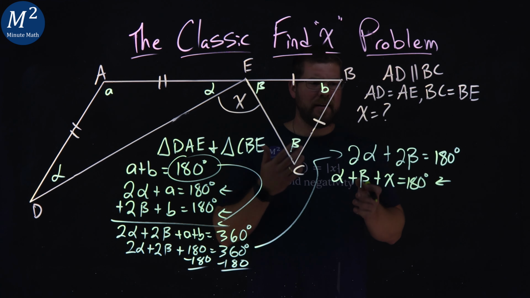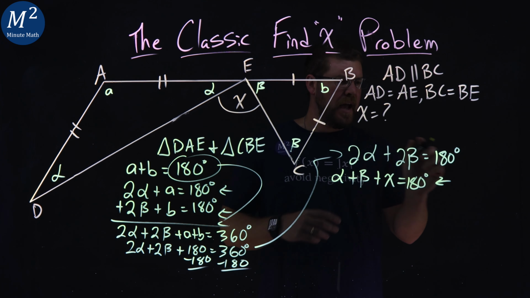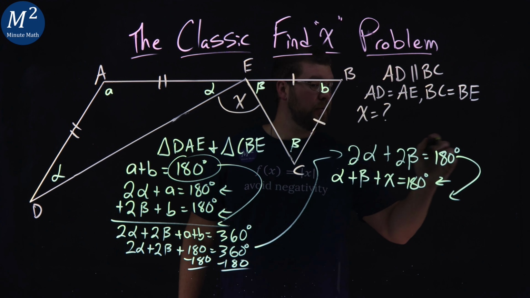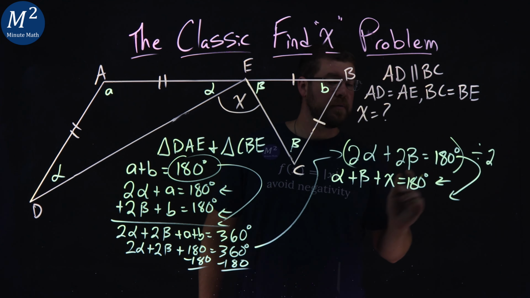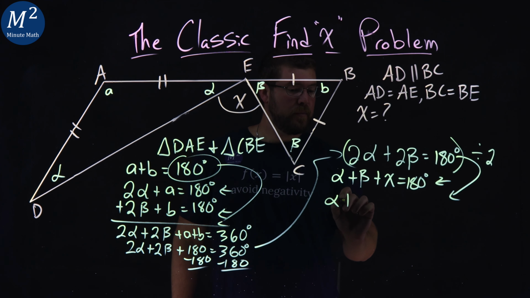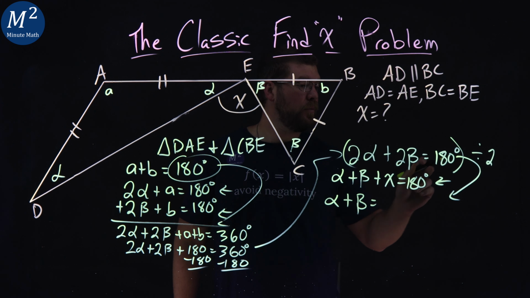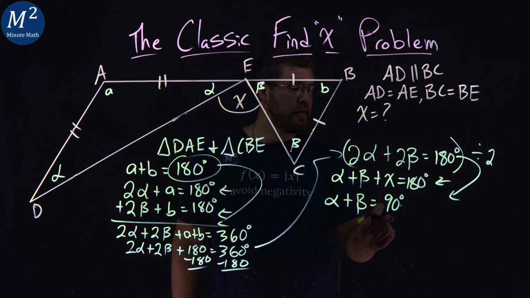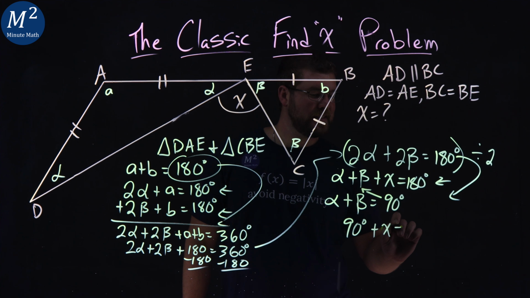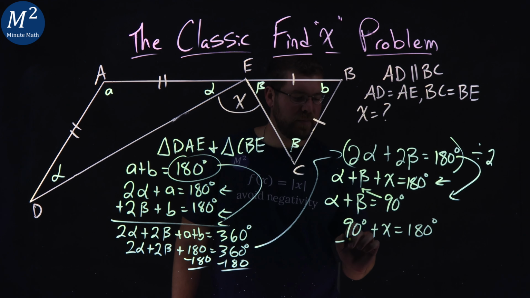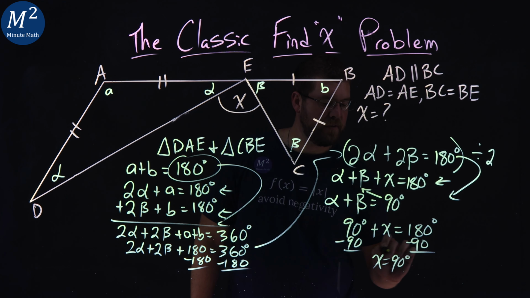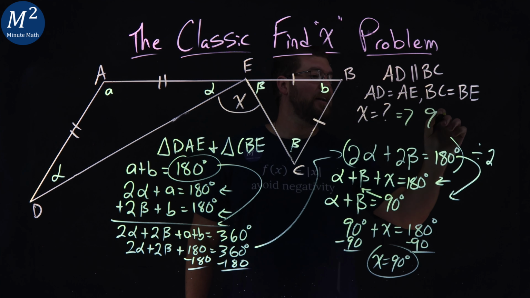But I want to figure out how to get an alpha plus a beta. And this equation that we just found, if I divide the whole thing by 2, we have alpha plus beta is equal to 180 divided by 2, which is 90. We have alpha and beta here, 90 degrees, plug that in. 90 degrees plus an x equals 180 degrees, and is it that simple? Subtract the 90 from both sides, and x equals 90 degrees. So x here is 90 degrees.